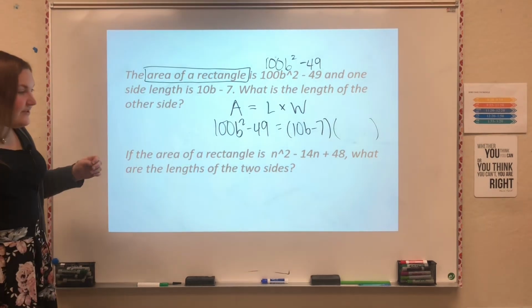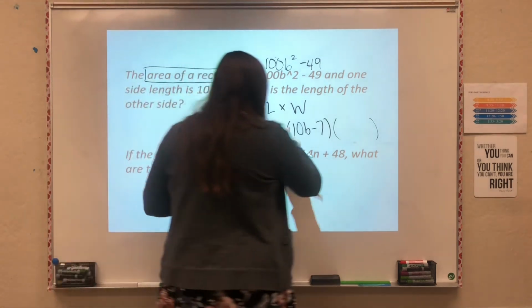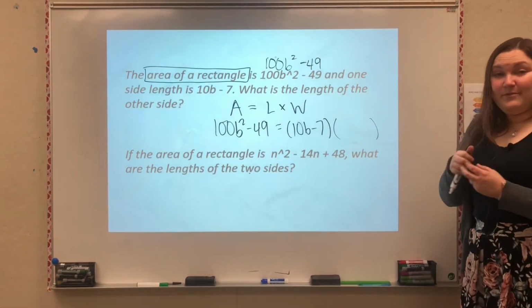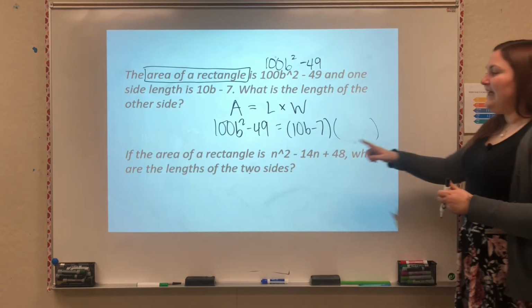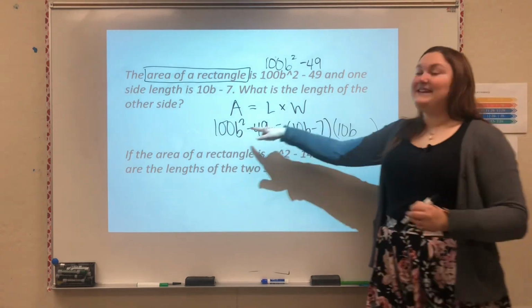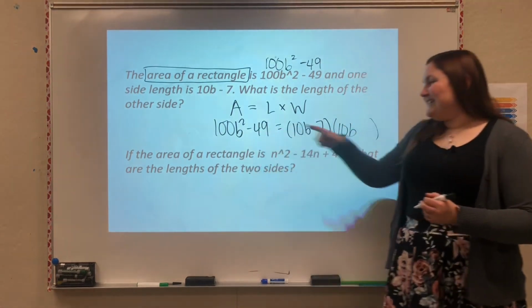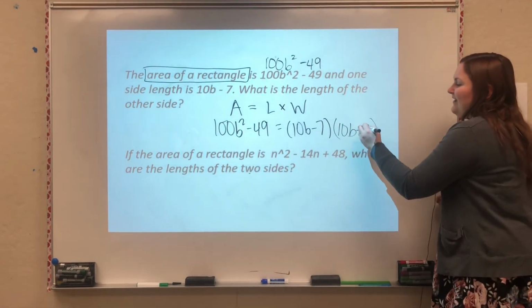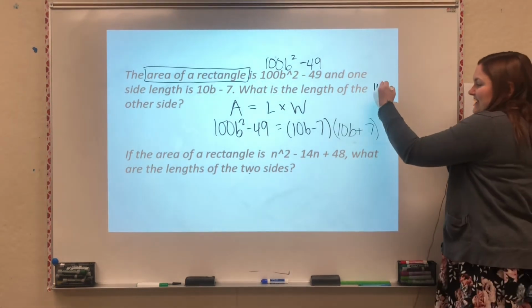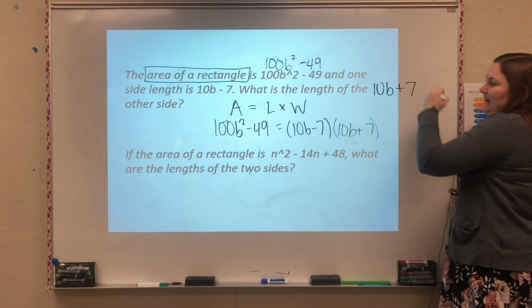Well, a couple ways you can approach it. You can figure out, well, 10b minus 7, what would I need to multiply that by to get this? Or you could just use what we've been doing with factoring. It would end up being another 10b, so that those multiply to give us the 100b squared. And then to get that minus 49, I would need a positive 7. So what is the length of the other side? The other side is 10b plus 7.